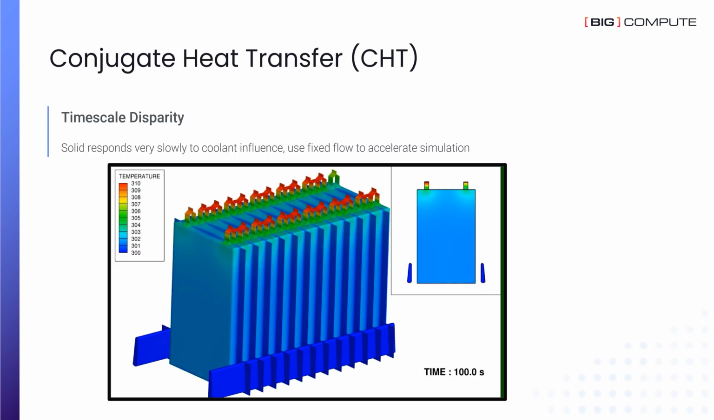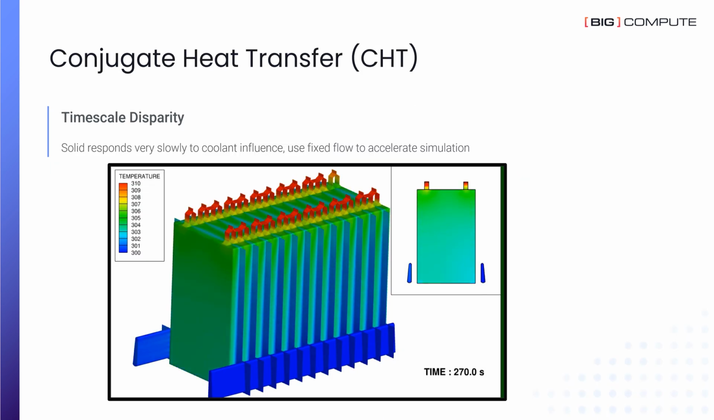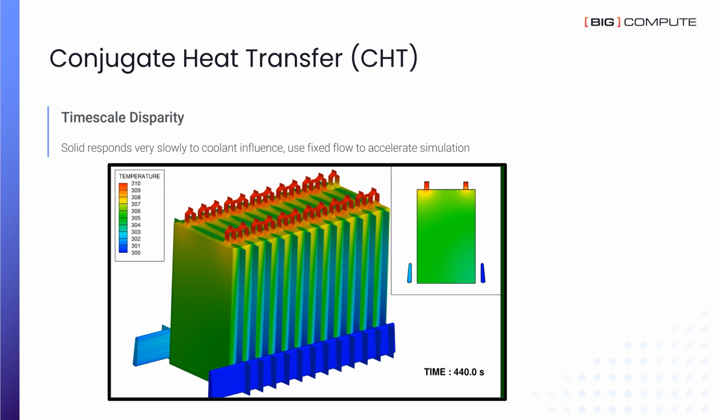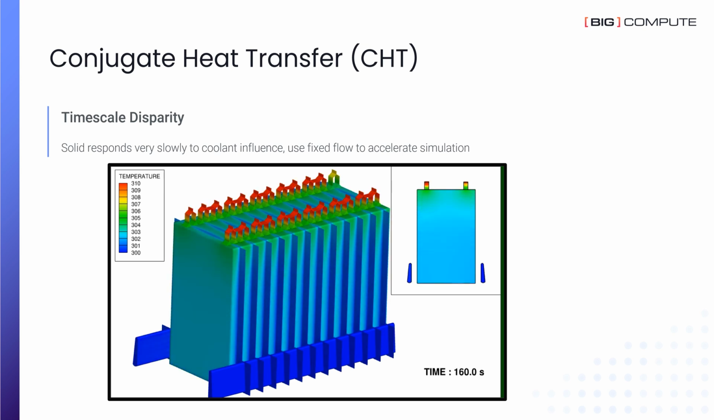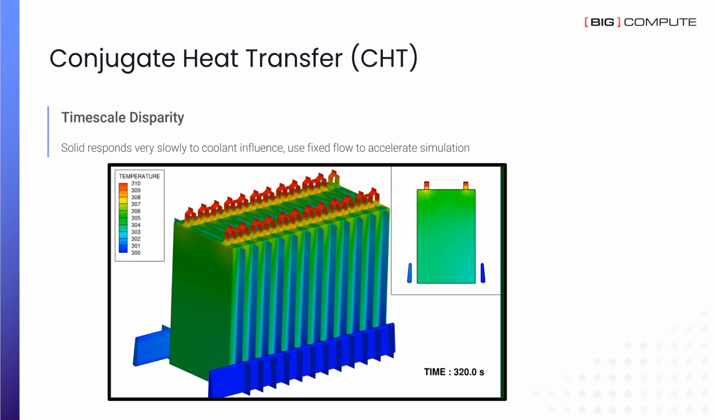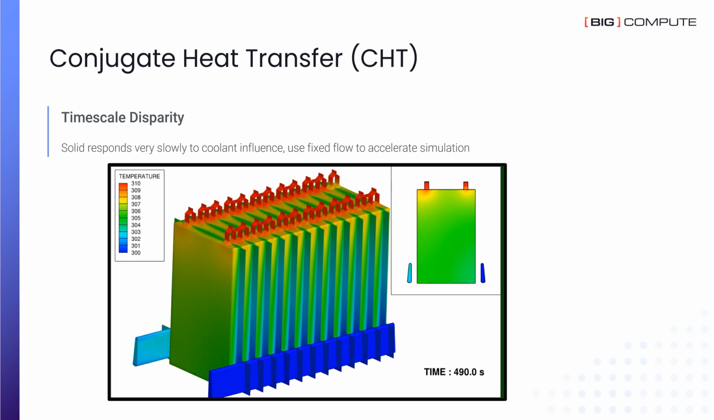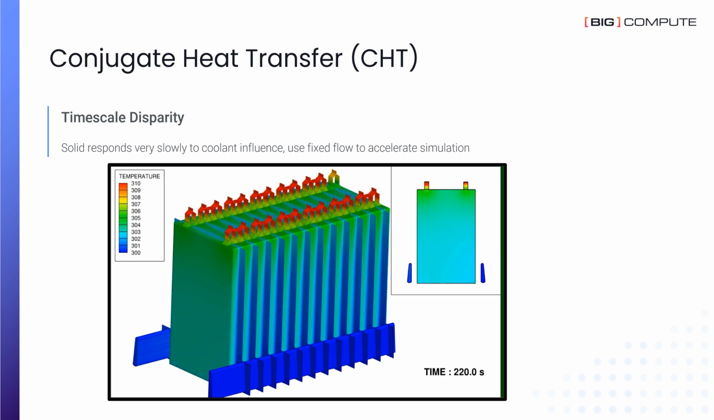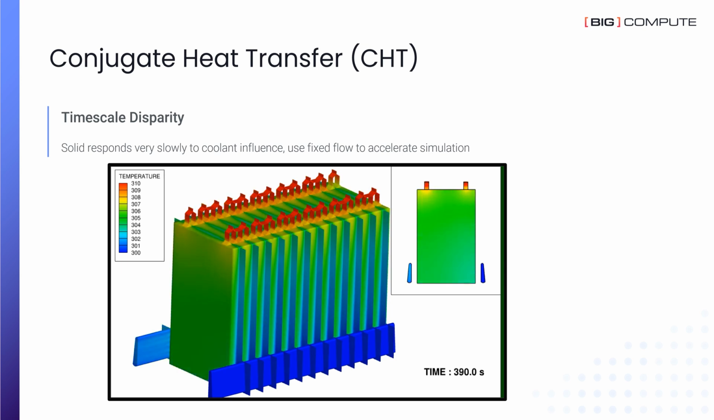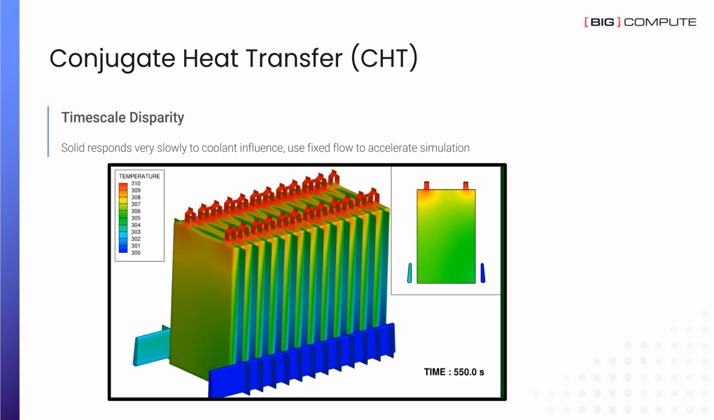All right, the second area that I wanted to talk about today that involves many of these multiphysics phenomena is conjugate heat transfer. Now, in conjugate heat transfer, one of the big differentiators there is that there's a timescale disparity in that the solid will respond very slowly to whatever you're using to cool it. And so we can take advantage of that in certain conditions.